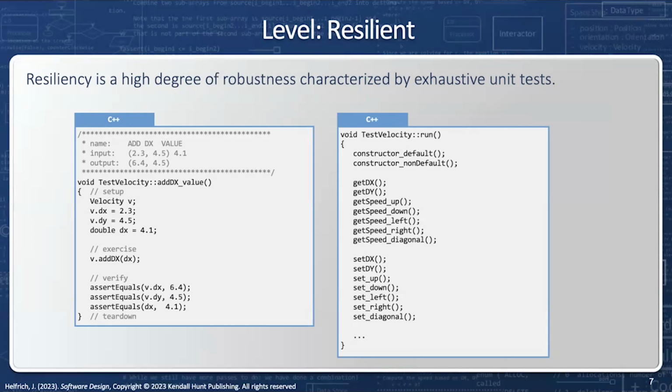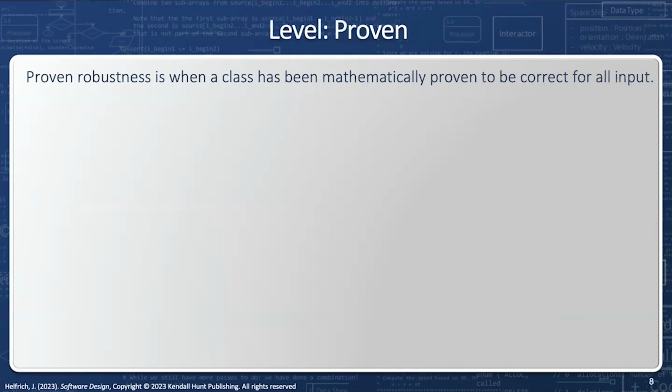And the accumulation of all these tests, which is on the right there, is going to give me that assurance that there are no bugs. And that's what we really want. We want to be at least resilient with most of the code we write. Now, the question is, is a complete set of test cases robustly tested with unit tests? Could there be anything better? And the answer is yes. Proven robustness is when a class has been mathematically proven to be correct for all input.